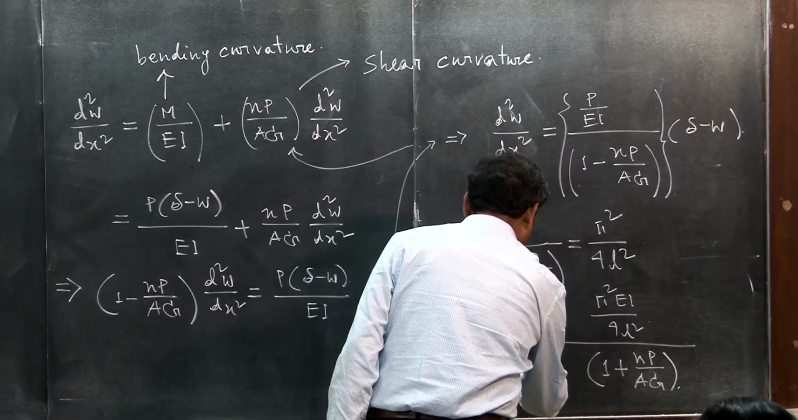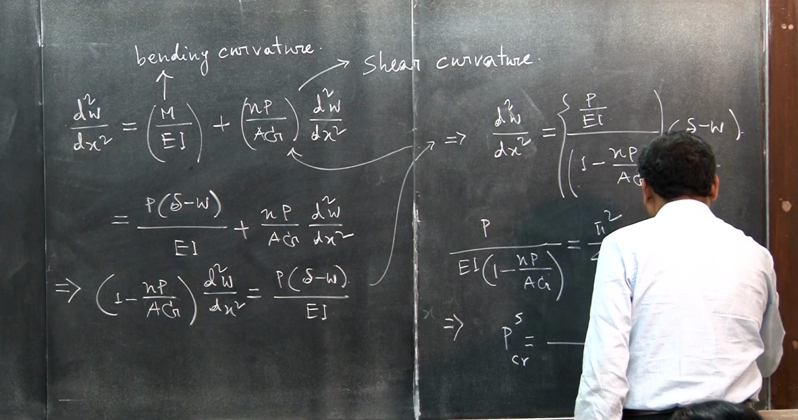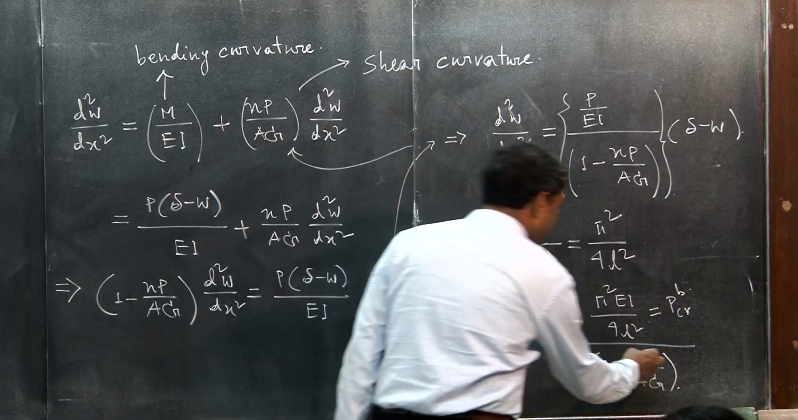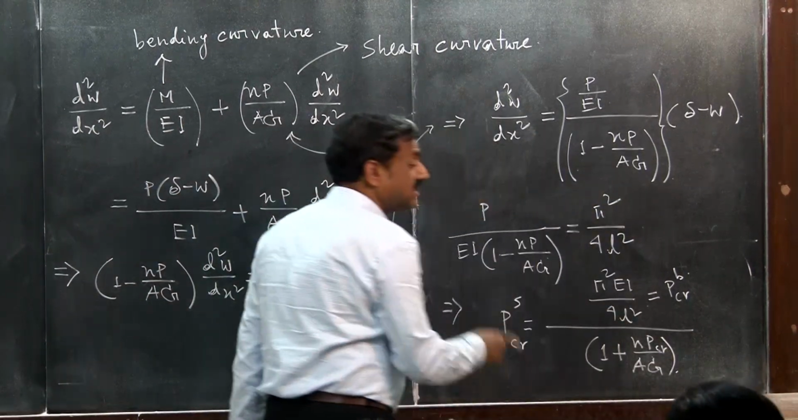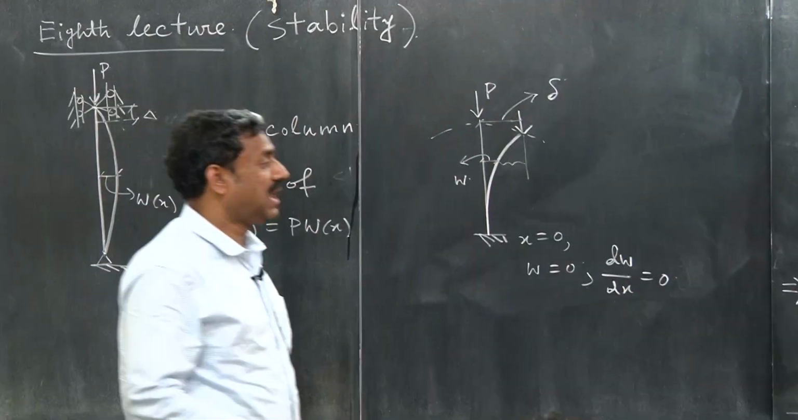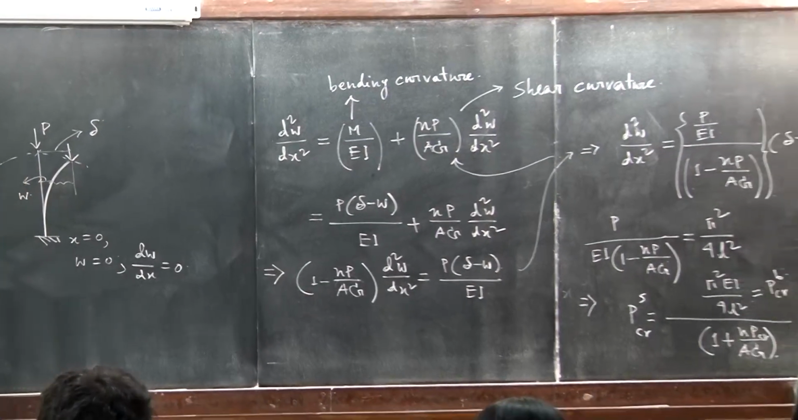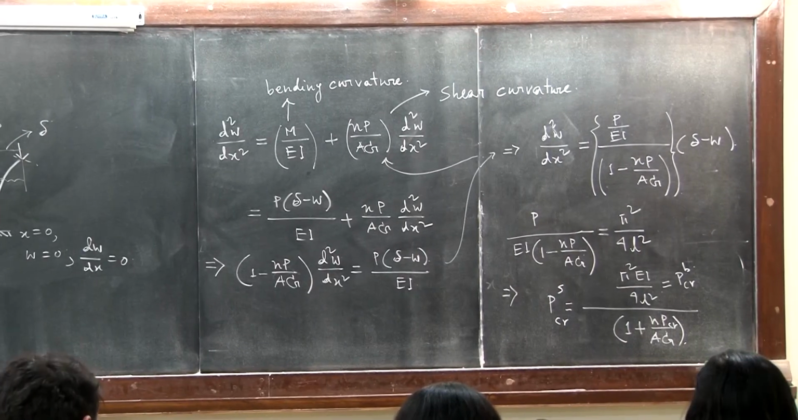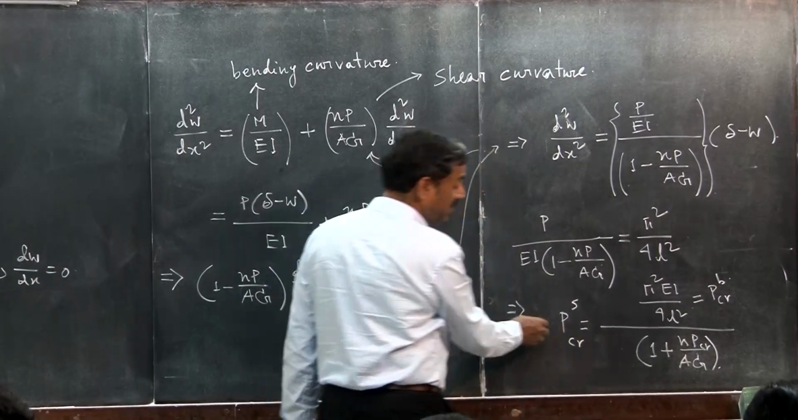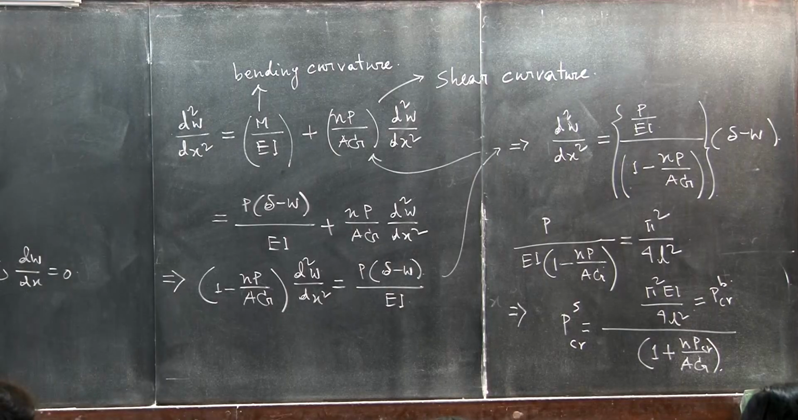So, P critical load in presence of shear is nothing but P critical in presence of bending divided by 1 plus NP by AG. Do you see that? The same expression we are getting. So, both ways, using the energy approach as well as the equilibrium approach, writing the governing differential equation considering the curvature contributed by shear deformation, we are arriving at the same expression. So, you see that in presence of shear deformation the critical load reduces. So, it is consistent.